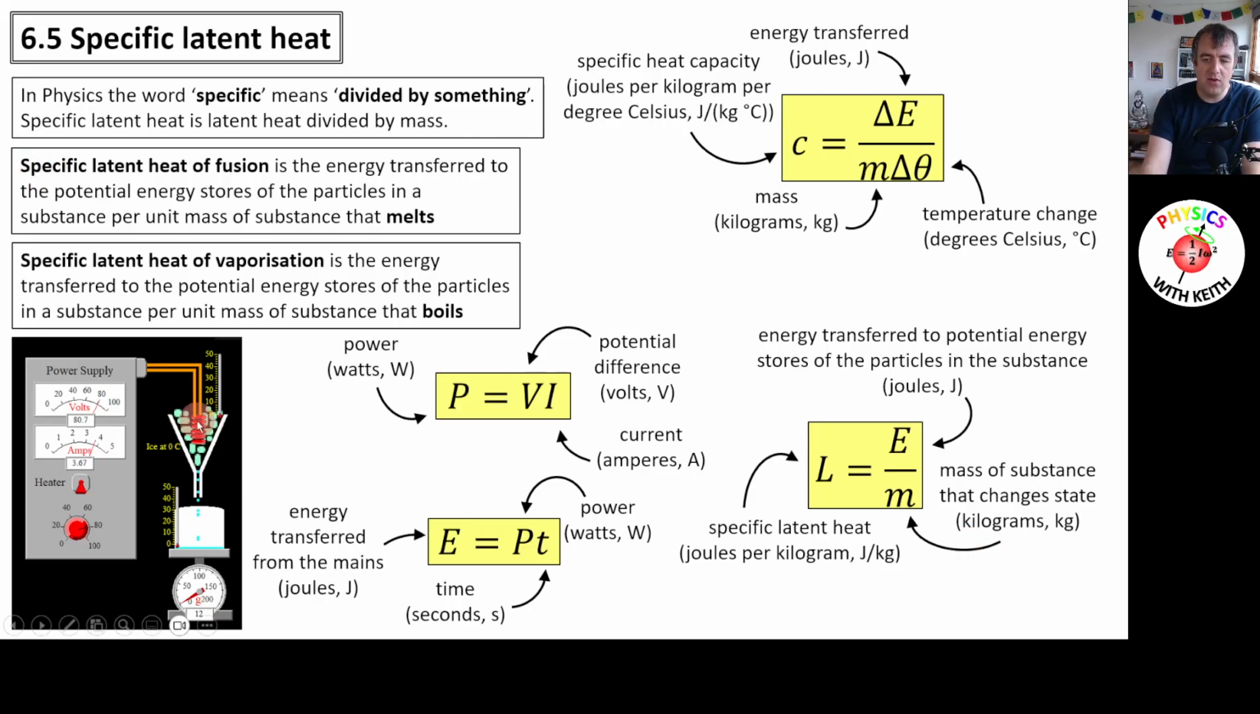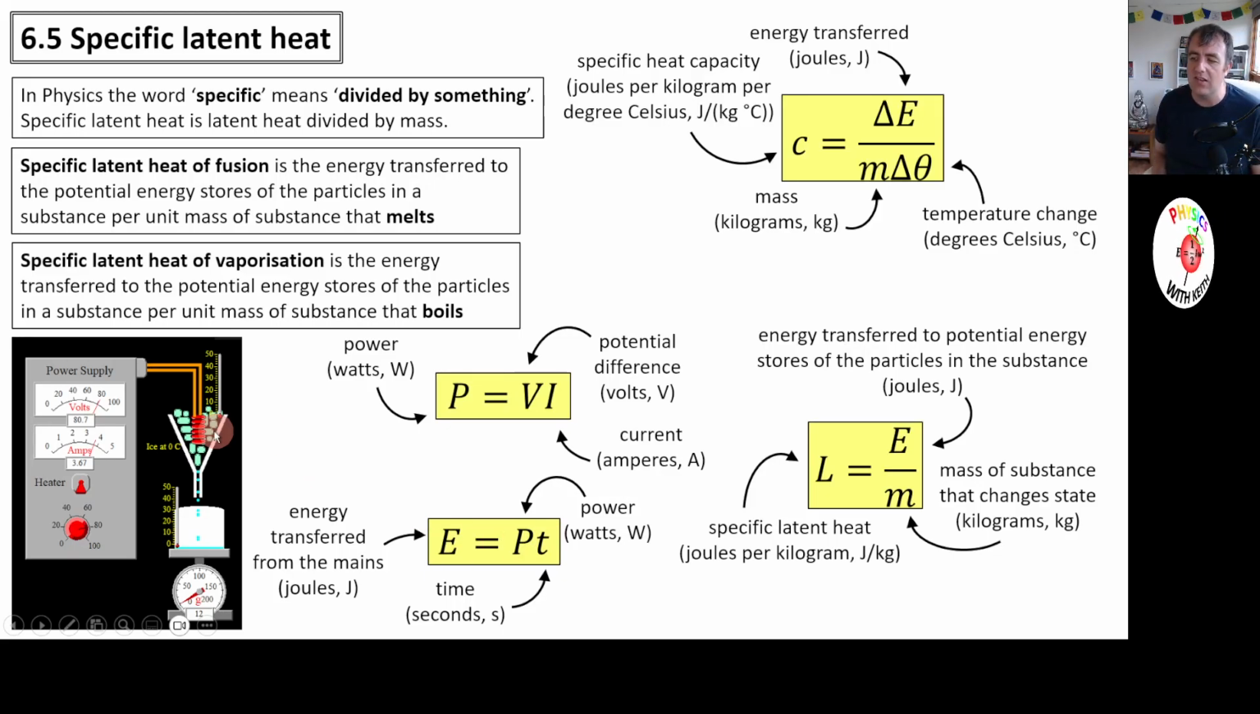So we can measure specific latent heat of fusion, for example. Here's an experiment where we've got an electric heater. We can measure the potential difference across the electric heater, the current through the electric heater, use that to calculate the power of the electric heater using that equation we met in a previous video. Then, using that power and a stopwatch, we can measure the time it takes to change the state of solid to a liquid. In this case, it's ice into liquid water. And multiplying that heater power by time gives us the energy we've put into the ice.